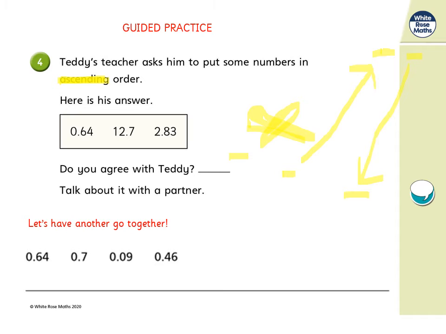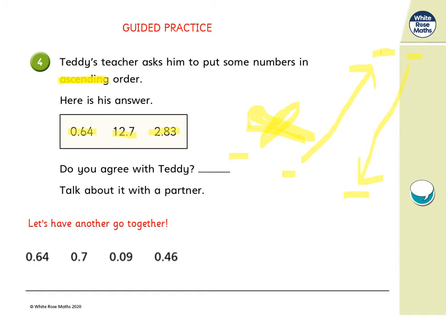Okay, so now I've discussed that vocabulary, let's look at this question. So here are the numbers that Teddy has given to order these decimals. It says, do you agree with Teddy? Okay, so we have 0.64, 12.7 and 2.83.